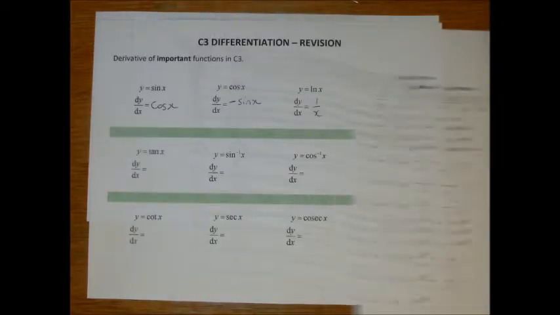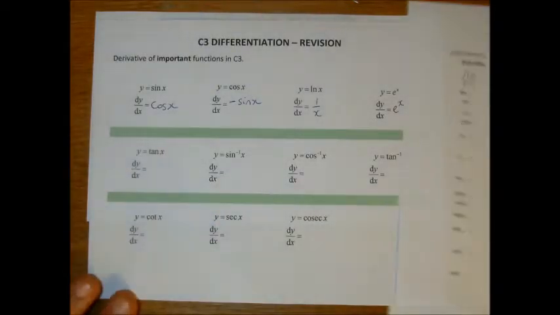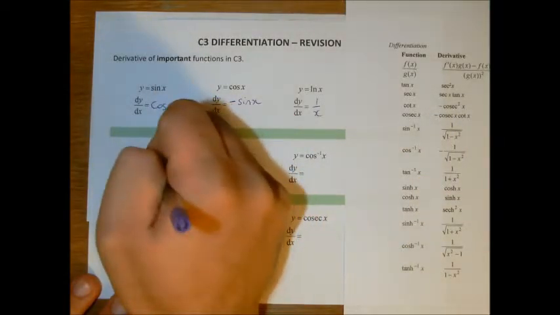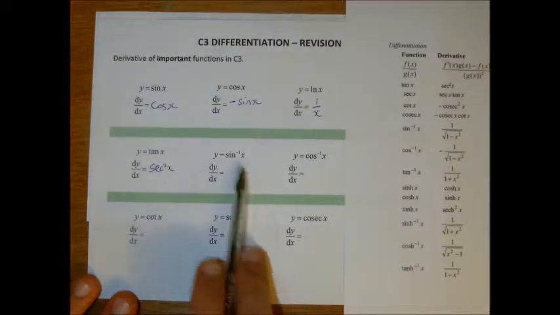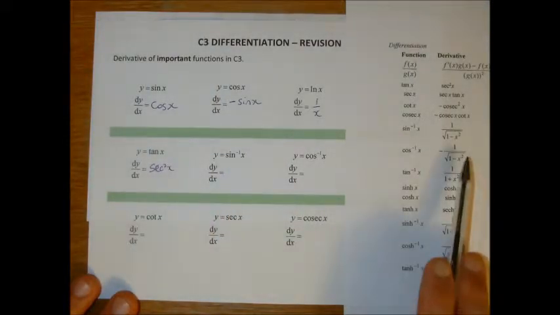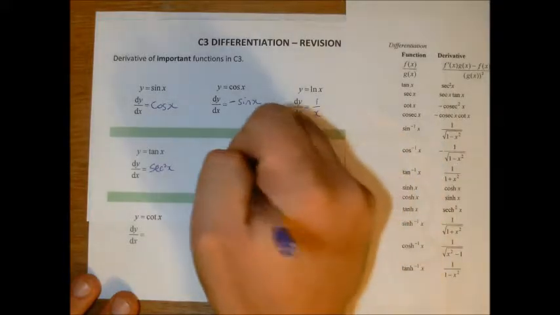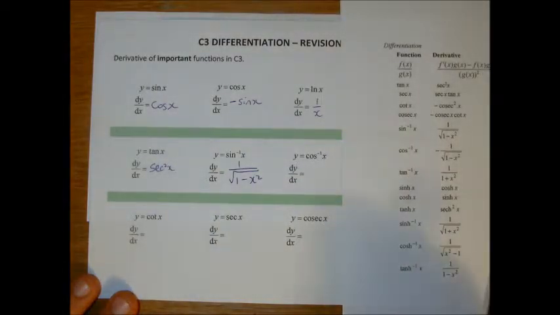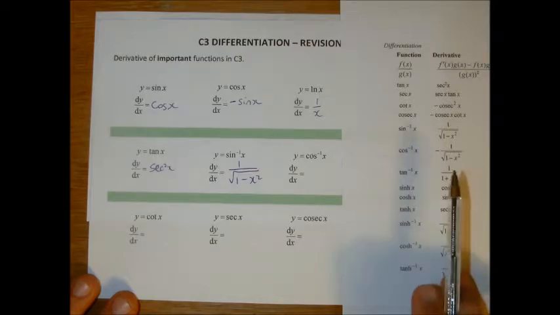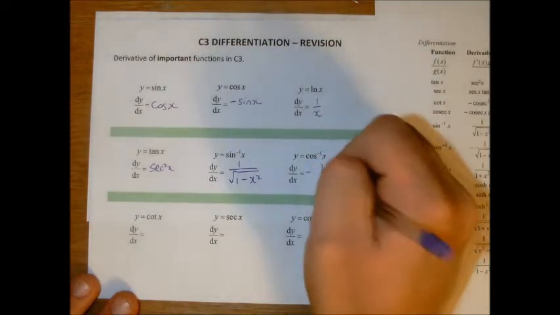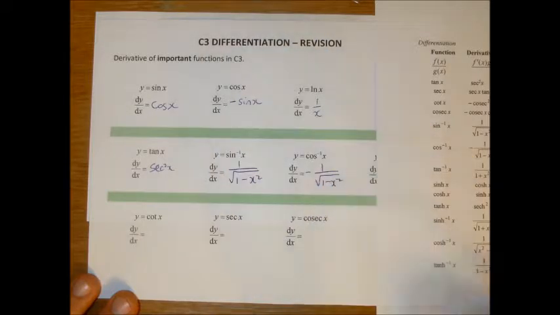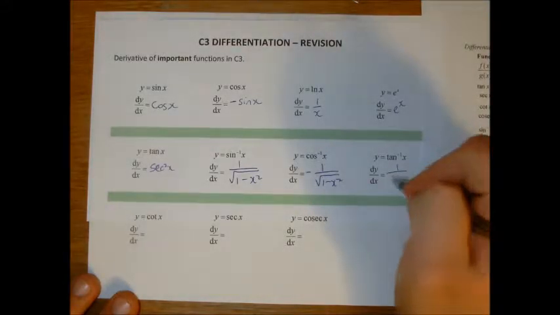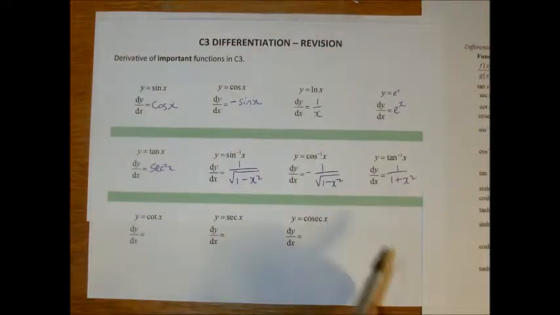So to fill in, y equals tan x, if I look at my formula, of course, it's sec squared x. Sine to the minus 1 of x, the derivative is given there in the formula sheet, so it's 1 over the square root of 1 minus x squared. Cos to the minus 1 of x is very similar, but you've got a minus in front of it. And then tan to the minus 1 of x in your formula booklet is just 1 over 1 plus x squared. No square root involved there.